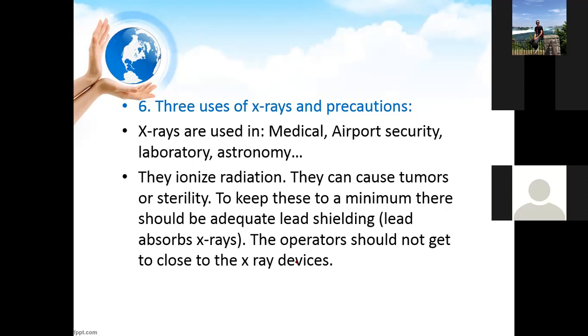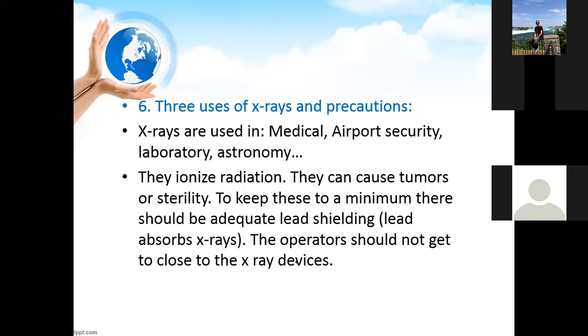What are some precautions that you have to take against X-rays? Remember, X-rays are very dangerous. They are ionizing radiation. They can cause tumors like cancer or sterility in your body. So to keep this to a minimum, there should be adequate lead shielding. Why lead shielding? Because lead is a very good metal which absorbs X-rays.